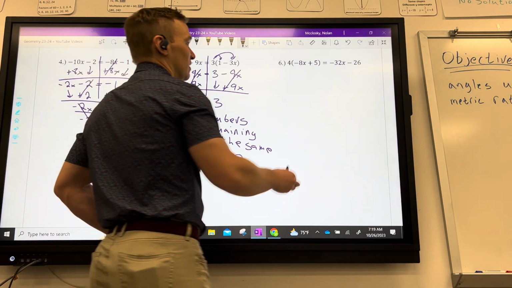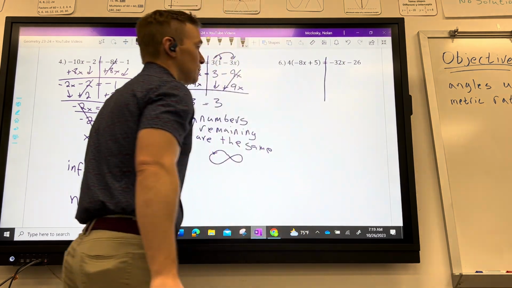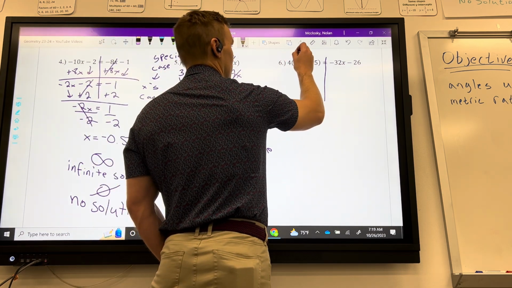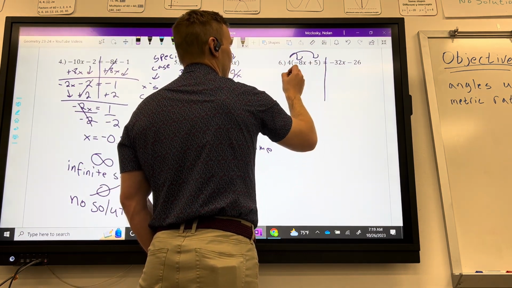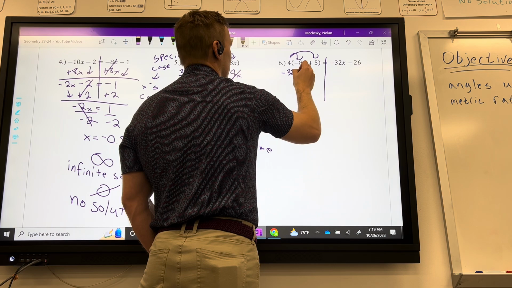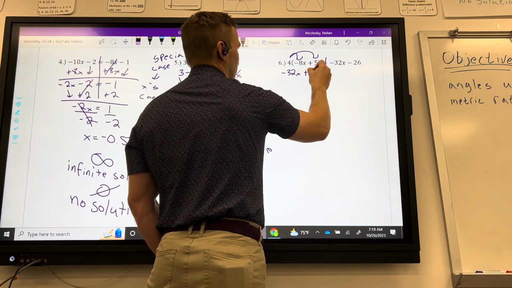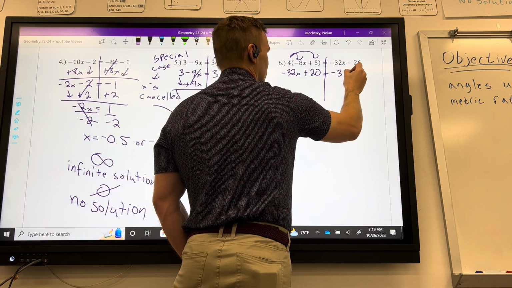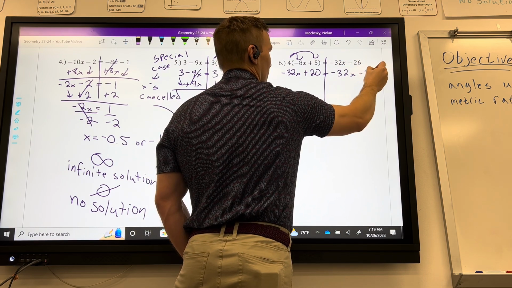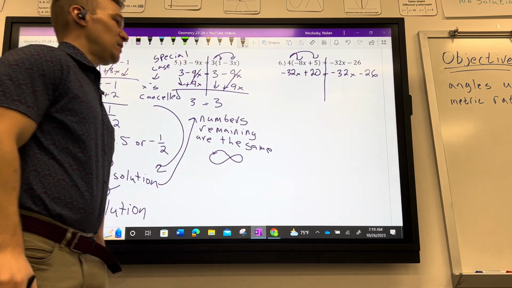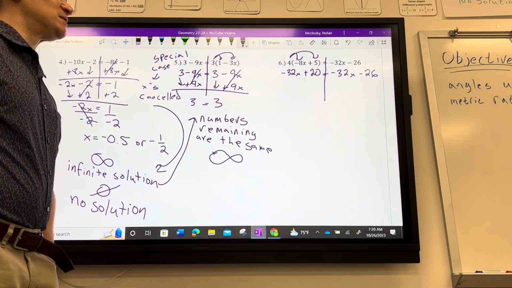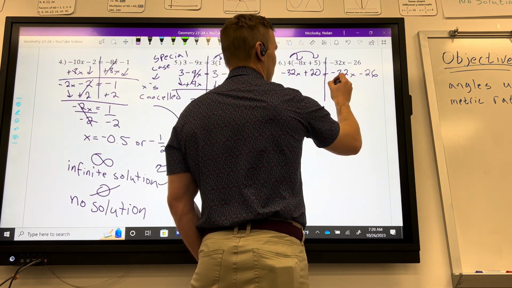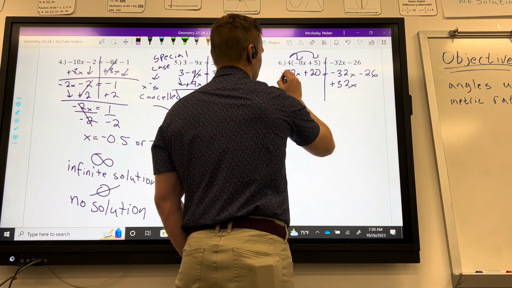All right, let's look at the last one, number 6 here. There's parentheses on the left side, so that means you distribute. 4 times negative 8 is negative 32x. 4 times 5 is positive 20. Everything on the right side just drops down because there's no parentheses over there. And then we got to move our variable to the left side. I look at the right side, there's a negative 32x over there, so I add 32x to both sides.